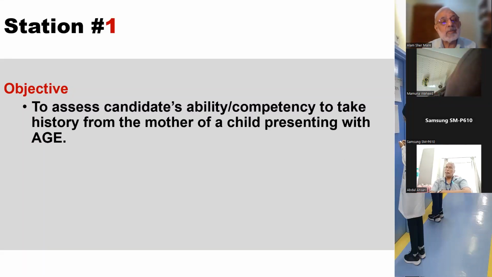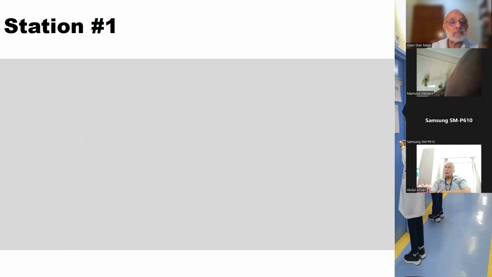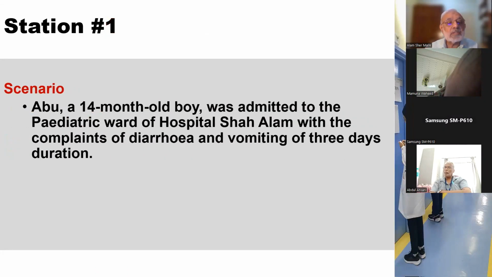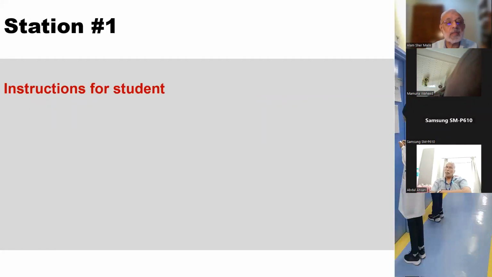So let's talk about station 1. The objective of station 1 is to assess a candidate's ability or competency to take history from the mother of a child presenting with acute gastroenteritis. The scenario for this station would be, for example, Abu, a 14-month-old boy, was admitted to the pediatric ward of Hospital Shah Alam with the complaints of diarrhea and vomiting of 3 days duration. So this would be the scenario.